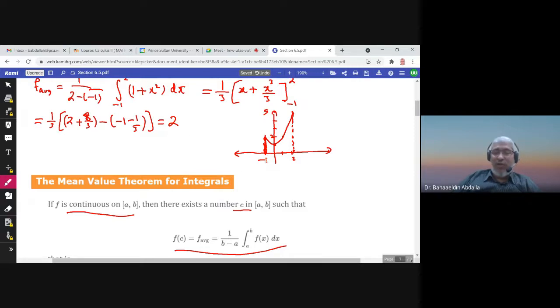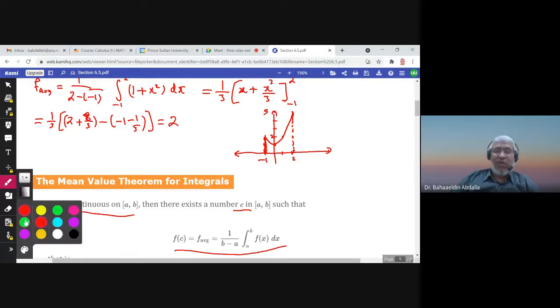So there must be a number c between -1 and 2 included, such that f of this number would be 2. You can see in the graph that f of -1 equals 2, and actually f of 1 is also 2. So the number c guaranteed by the mean value theorem, in this example, has 2 values, c equals plus or minus 1.